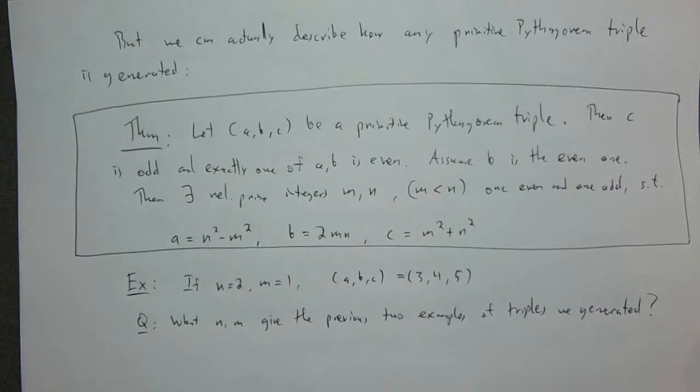Couldn't A and B both be odd and C be even? Yes. That would be true were this not a primitive Pythagorean triple. What you're saying could happen then. But for a primitive Pythagorean triple, C is going to be odd.